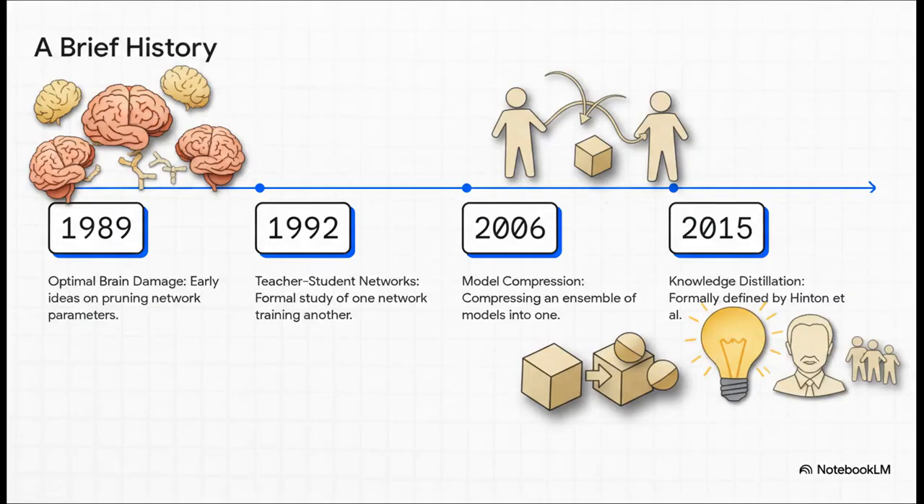And this idea didn't just pop up out of nowhere. As you can see on this timeline, it's actually built on decades of research. You can trace the evolution from these early ideas about trimming down networks back in the 80s to the first teacher-student concepts in the 90s, all leading up to 2015, when the AI pioneer Geoffrey Hinton and his team really defined the process we now call knowledge distillation.